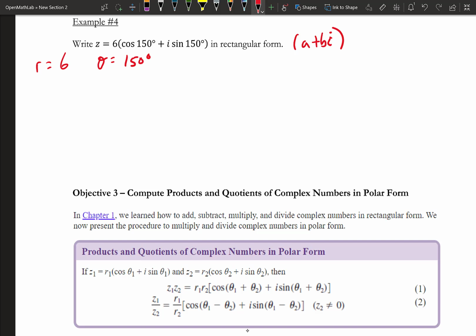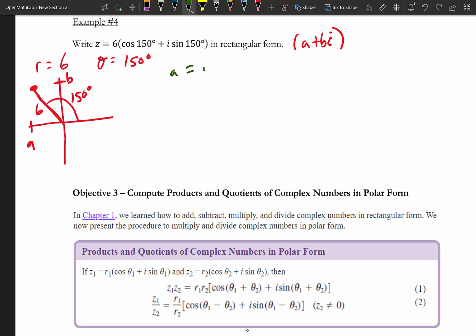And then remember that we want to find a and b. So I might start by just plotting a comma b, or what we think it would look like. So in other words, we have this line segment, and this angle is 150 degrees, and the distance of this line segment is 6. And then this would line up to a, and this would line up to b, and we want to find what those values are.